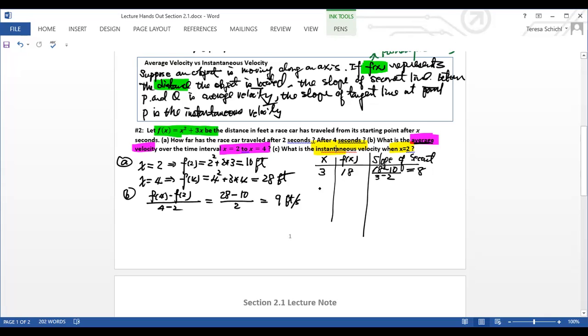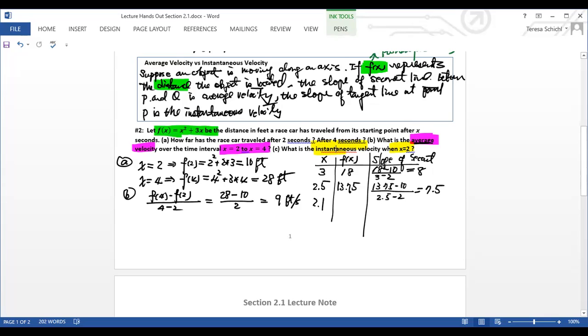Now I say, okay, let's get a little bit closer to 2. I say 2.5. Then you put 2.5 into f of x. It's 2.5 squared plus 3 times 2.5. You will get 13.75 here. Okay, so you do the same thing. You say 13.75 minus 10, and 2.5 minus 2. So what are you going to get? 7.5.